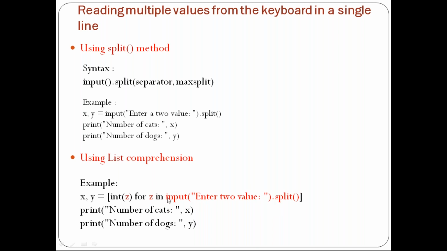And for that word input method, I will be calling the split method, and this is going to form a list. From that list, each and every item will be taken and assigned to Z. I mean, we are going to write the for loop here, and Z will be converted into an integer, so that finally I will be getting a list of integers.